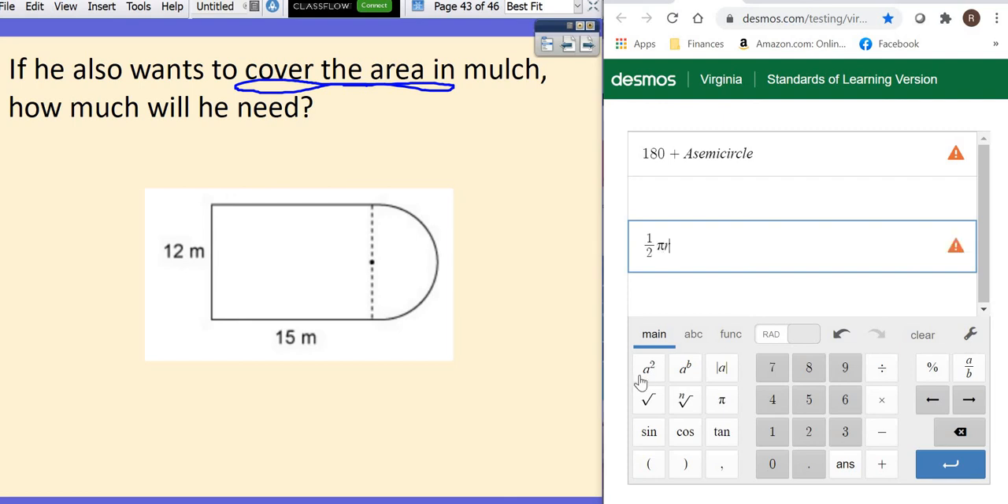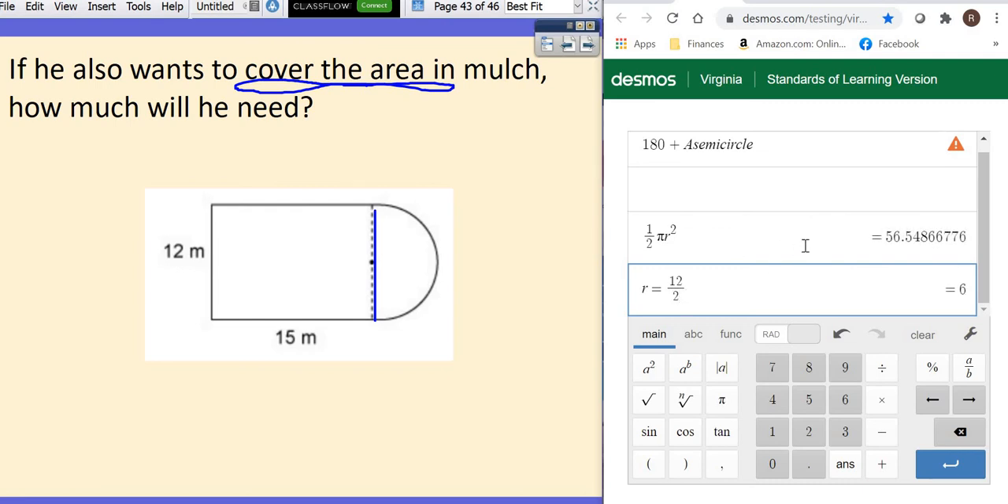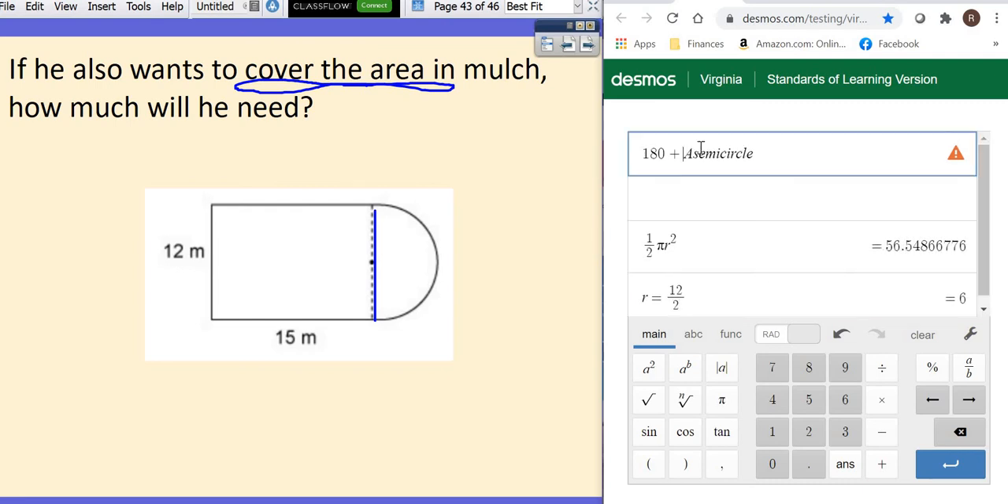Pi r squared. That way I know I'm only getting the area of a semicircle. And I got to find my radius. Well, I know this entire thing is 12. It's a diameter, so to make it a radius, I got to divide by 2. So that means the area of a semicircle is 56.5. So that means my total area would be 236.5 meters squared.